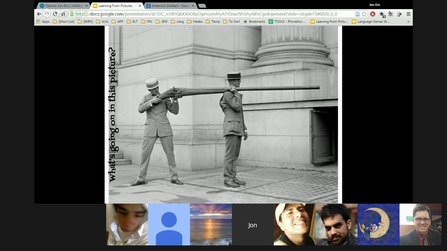There are two guys holding a big rifle or something similar to a rifle. The second guy is trying to shoot, or he's trying to check the way he may shoot this big rifle. The second one is holding it. Both are wearing hats and suits. They are on the street, and maybe the picture is from 1930, 1940.